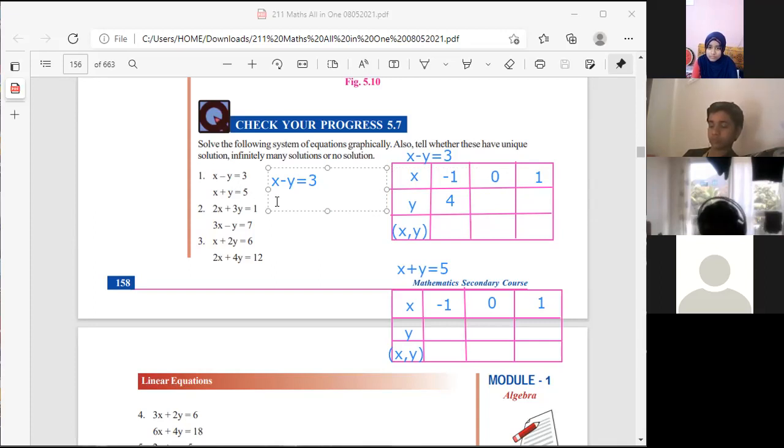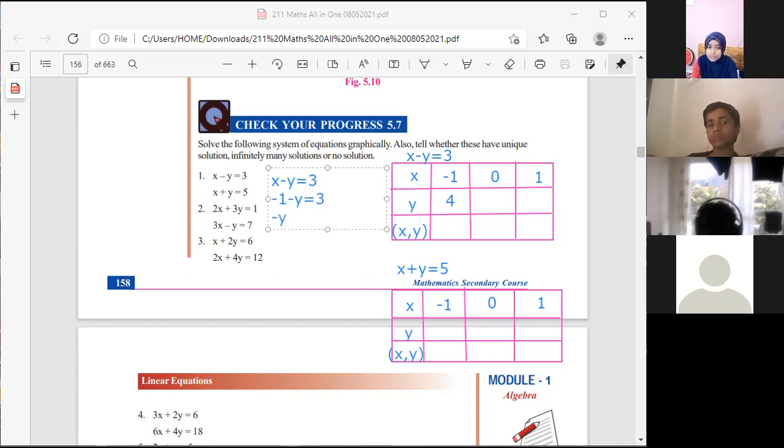Now what you're supposed to do is, this is the equation, x minus y is equal to 3. I have taken a few assumptions. I have taken x as -1. I'm going to substitute here and try to find y's coordinate. So -1 minus y is equal to 3. So what does that mean?